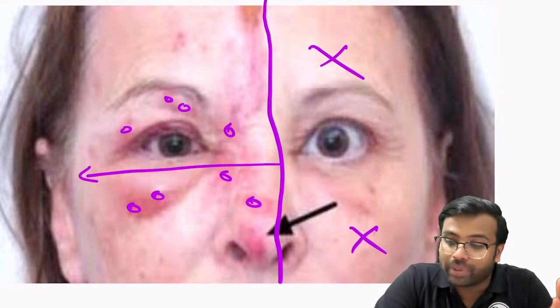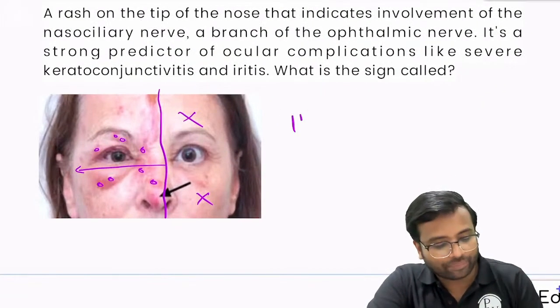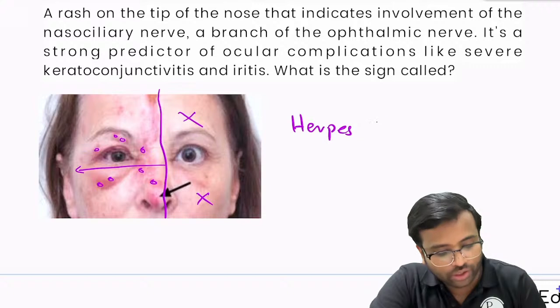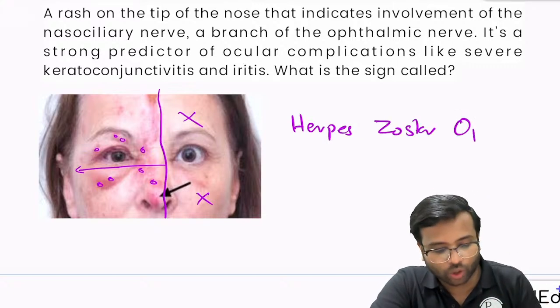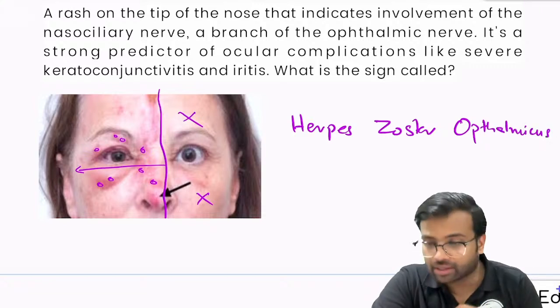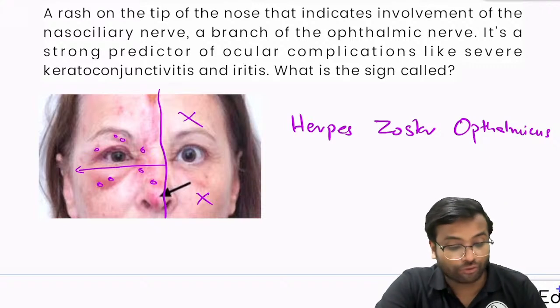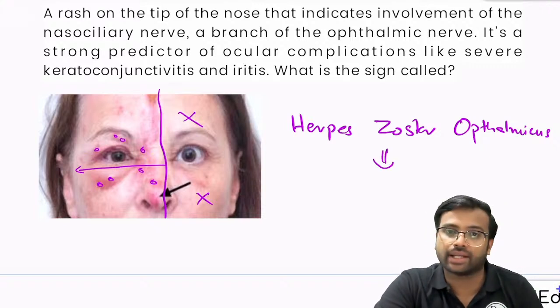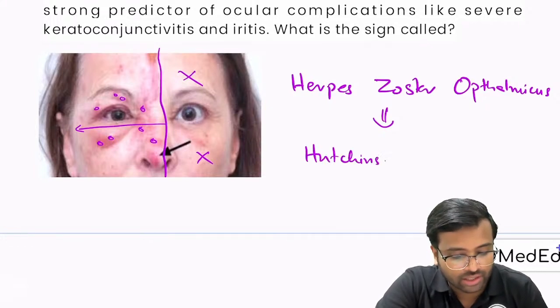Excellent. Herpes zoster ophthalmicus. So this is herpes zoster. What you see in the screen right now is called as herpes zoster ophthalmicus. So why do you say this is herpes zoster ophthalmicus? Because there is a very, very important sign here, and the name of this sign is called as Hutchinson sign.